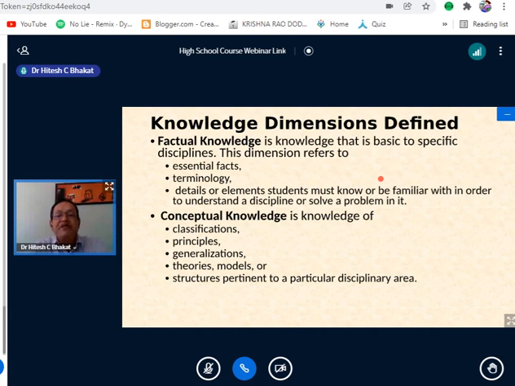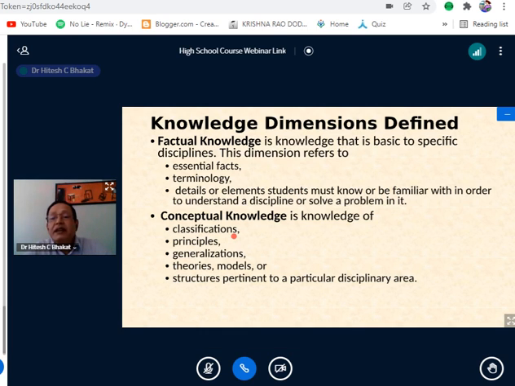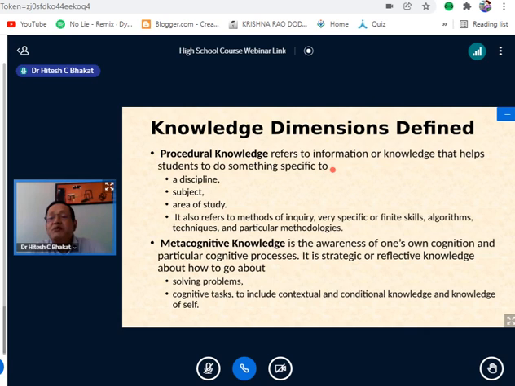This dimension refers to essential facts, terminology, details or elements students must know or be familiar with in order to understand a discipline or solve a problem in it. That is what is called factual knowledge. Conceptual knowledge is knowledge of classifications, principles, generalizations, theories, models, and structures pertinent to a particular disciplinary area. And procedural knowledge refers to knowledge that helps students to do something specific to a discipline, subject, or area of study. It also refers to methods of inquiry, very specific and finite skills, algorithms, techniques, and particular methodologies.